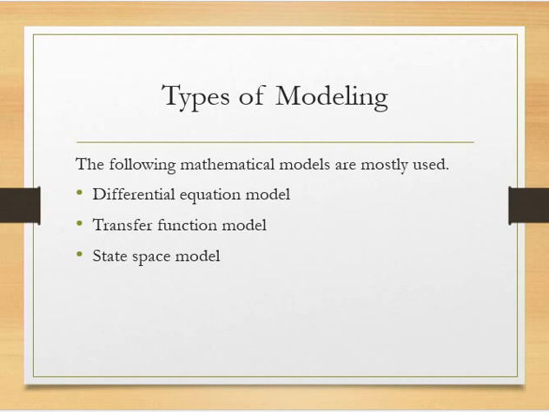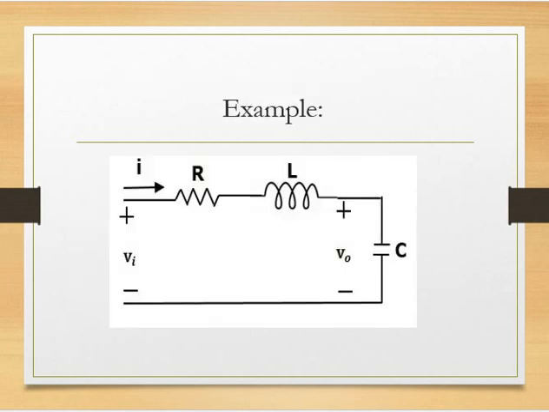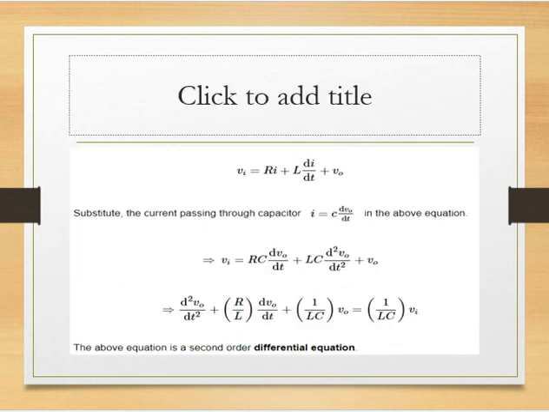After that we saw the types of modeling. Under that we saw what is meant by the differential equation model, and after that we started the transfer function model. For the differential equation model, we took one simple RLC example and wrote the differential equation for this circuit diagram, which is given by this second order equation that we covered.